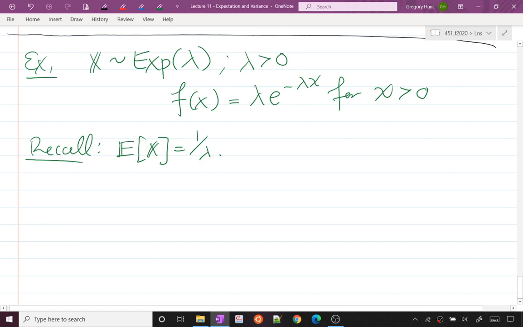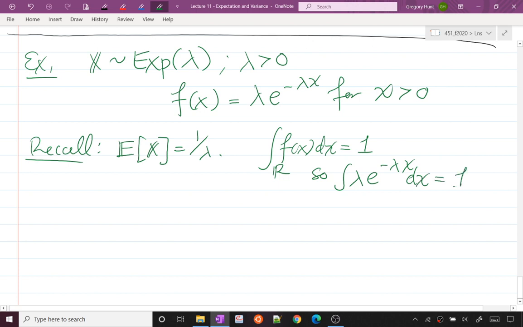And the other fact which we're going to use is, of course, that if I integrate my PDF over the real line, that should give me 1. So the integral of lambda e to the negative lambda x dx is 1. Okay, what does this have to do with anything? Here's the question.